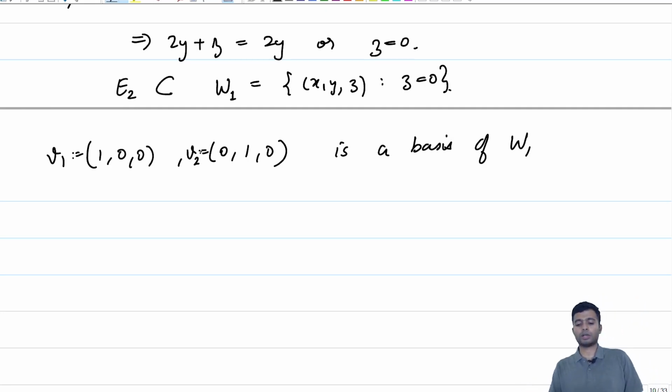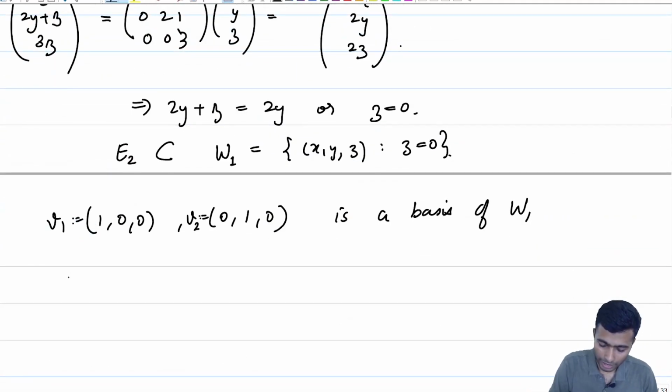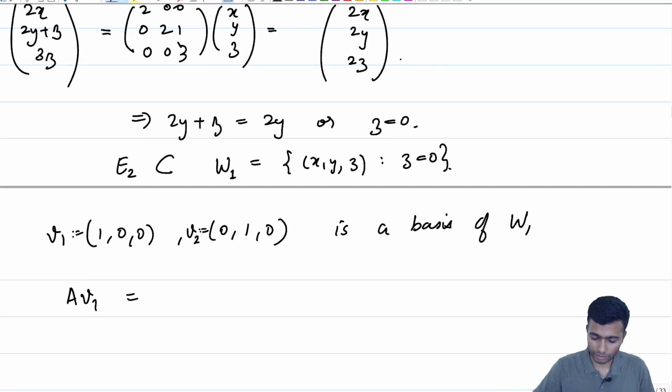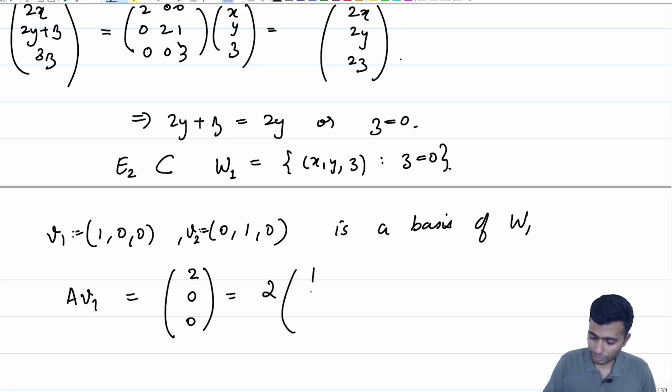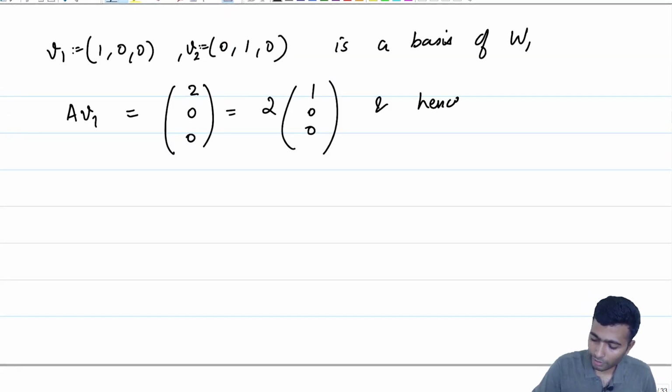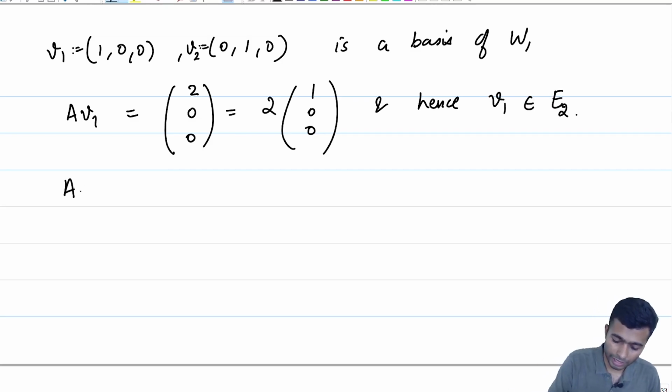Let us look at what the matrix A will do to V1 and V2. So, A V1 will just turn out to be equal to, (x, y, z) goes to (2x, 2y plus z, 3z). I will keep it like this so that it is visible. So, this is just going to (2, 0, 0), which is equal to 2 times (1, 0, 0), and hence V1 is in E2.